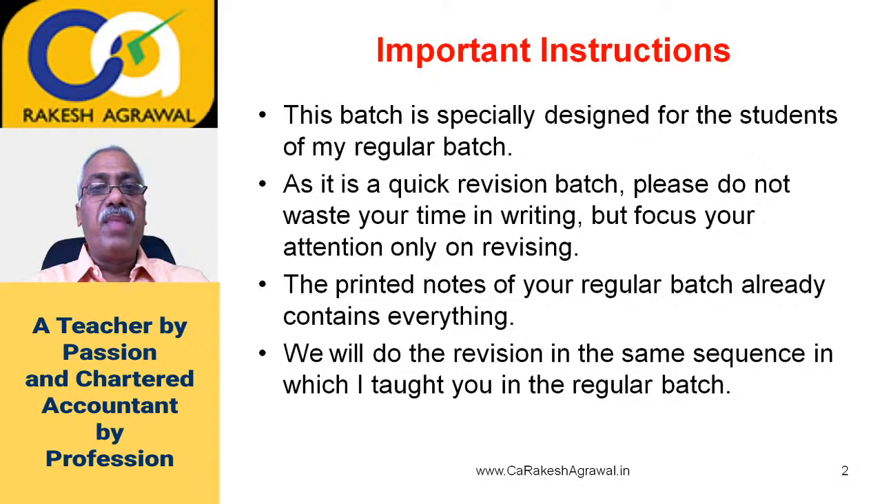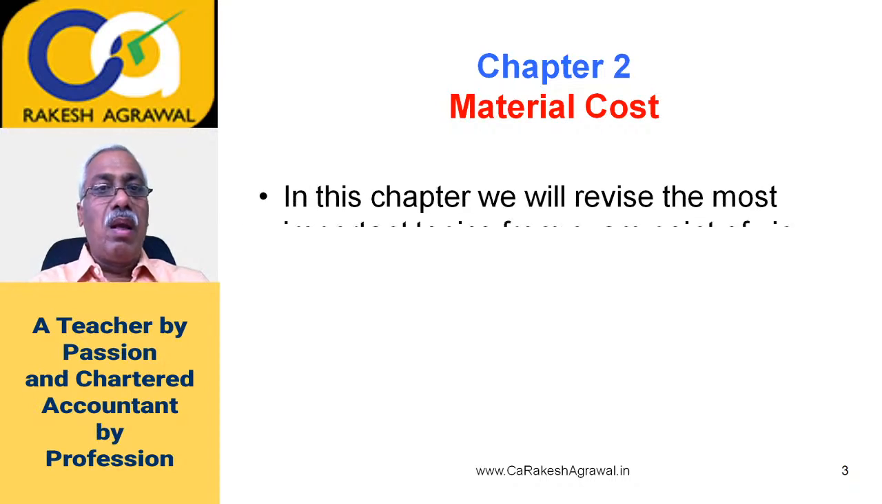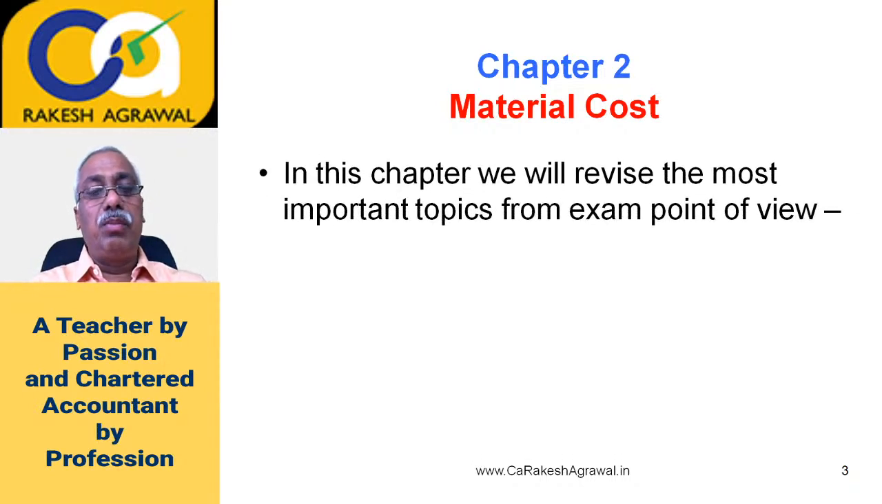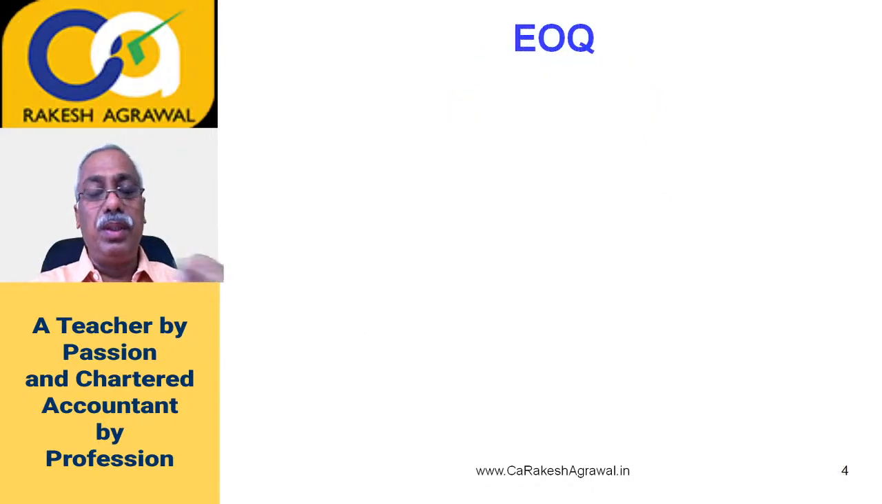So let's go ahead. If you remember, yesterday we completed chapter 1, that is basic cost concepts and cost sheet. Today we will start with chapter 2, that is material cost. Now in this chapter we will revise the most important topics from the exam point of view. And these topics are, one is EOQ, that is economic ordering quantity, inventory levels, and ABC analysis. So these 3 points we'll try to revise. Let's start with EOQ.